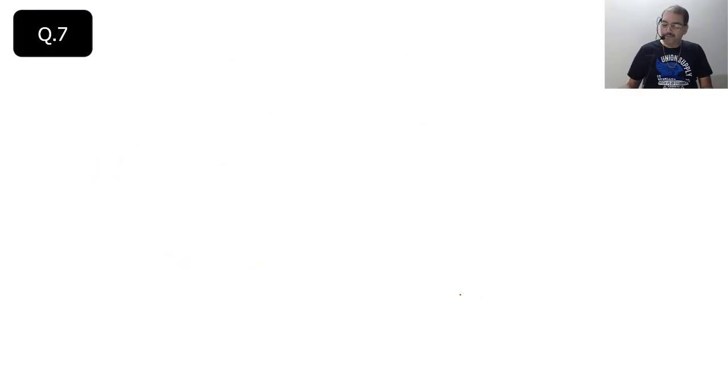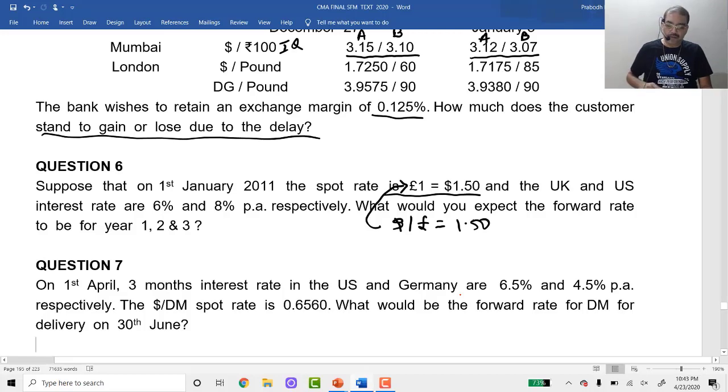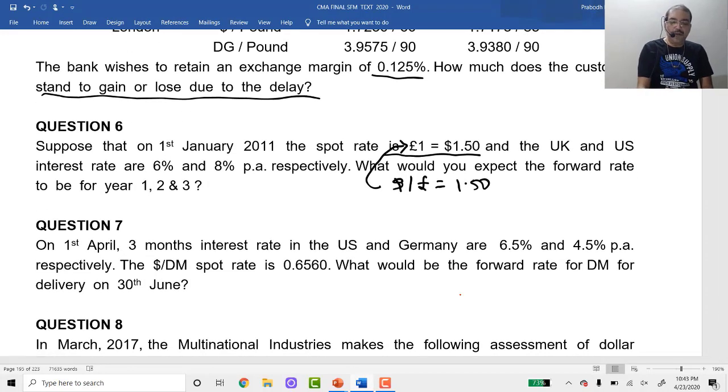Let us come to question number 7 now. Similar question. On 1st April, 3 months interest rates in the US and Germany are 6.5% and 4.5% per annum. Now, one very important point which I want to tell you. Whenever rates of interest are given, even if it is not written, it is understood per annum. It is not 6.5% for 3 months. For 12 months, it is multiplied by 4. The rate of interest given is always per annum, whether they write per annum or not.